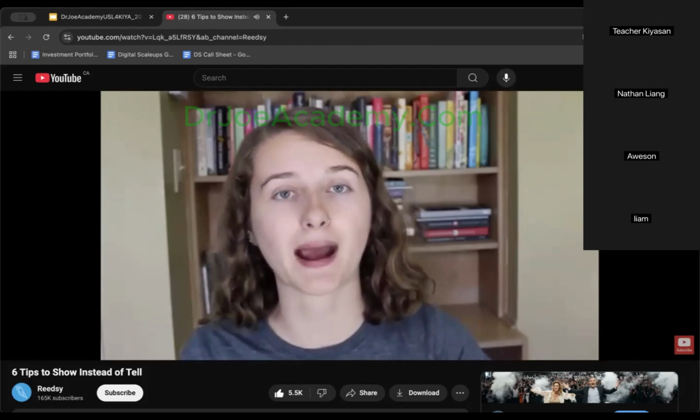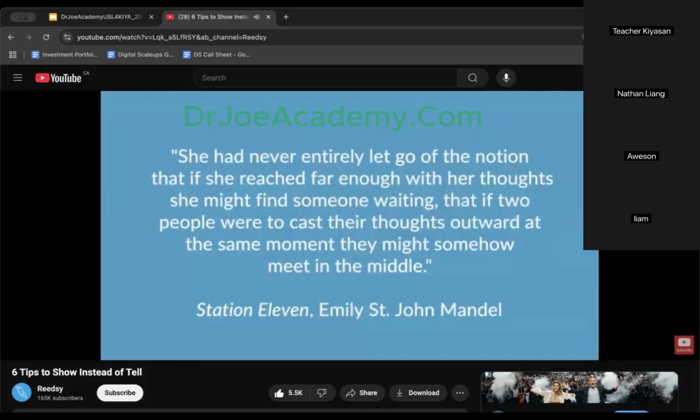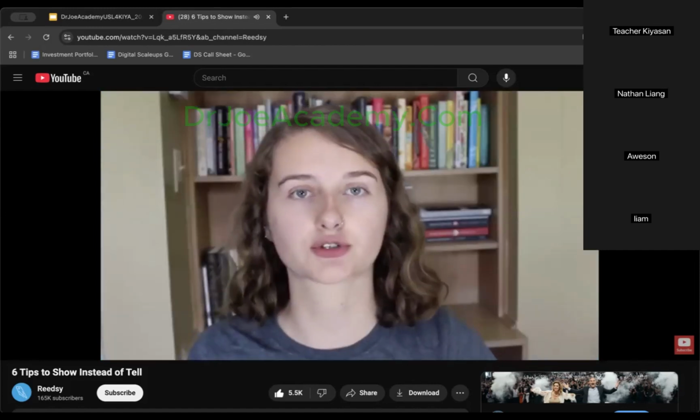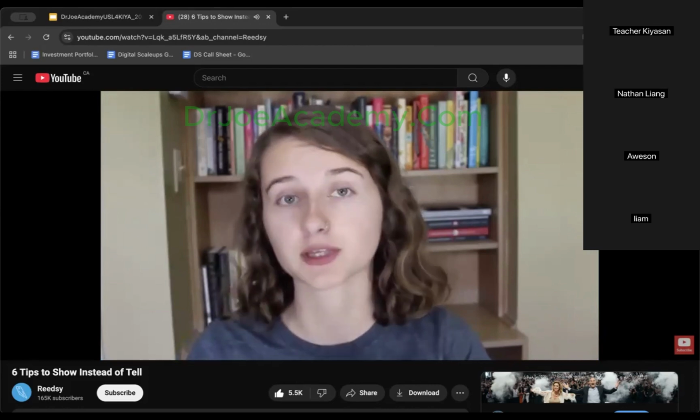So for example, this is a passage from Station Eleven by Emily St. John Mandel that illustrates this. She had never entirely let go of the notion that if she reached far enough with her thoughts, she might find someone waiting. That if two people were to cast their thoughts outward at the same moment, they might somehow meet in the middle.